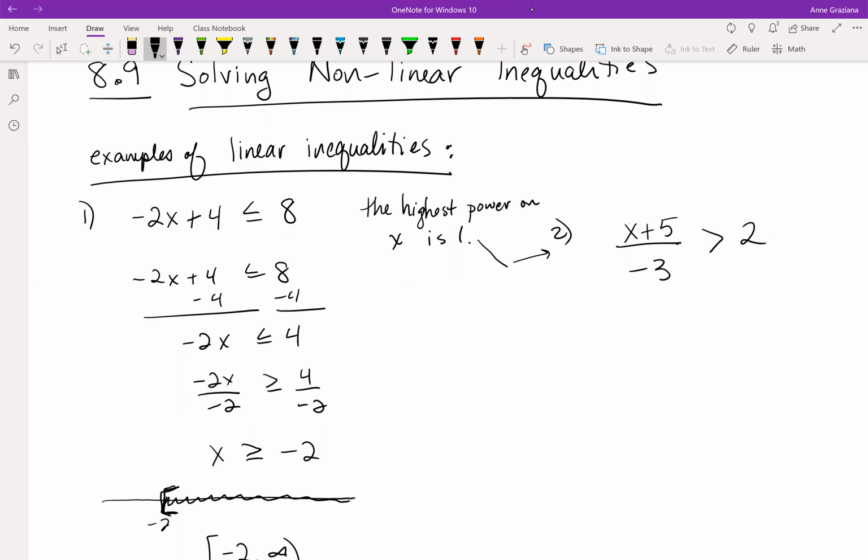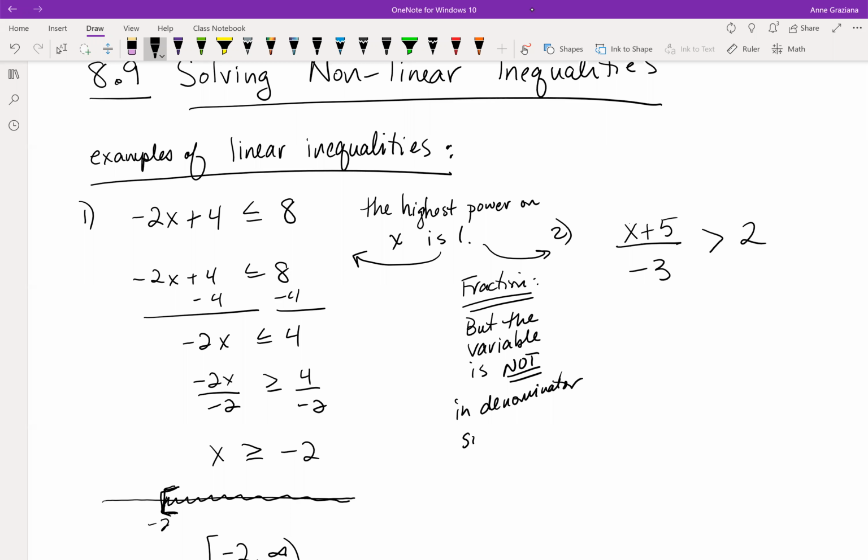Same thing here, highest power is 1. Okay, it's the same thing. But this one is a fraction, but the variable is not in the denominator, so it's linear. And that means that the graphs, when I say it's linear, even though they're inequalities, it means the graph is just a line.